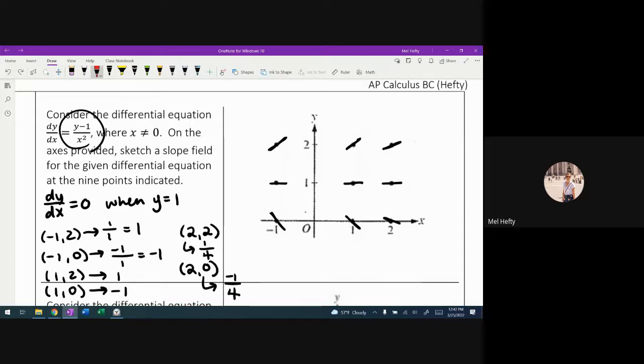I'd be grading just the 9 dots here, the 9 slopes. So let's talk about how I grade this. What do you want to focus on?